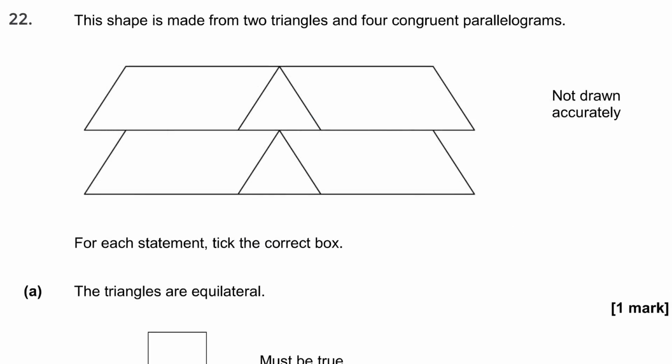This shape is made from 2 triangles and 4 congruent parallelograms. For each statement, tick the correct box. The triangles are equilateral. Right. We don't know anything about the angles here, but I assume if this one happened to be 120, then this one would be 60. And because these are parallelograms and they're all identical, that one would also be 120, so this one must be 60, so this must be 60. So in that case, it could be that the triangles are equilateral.